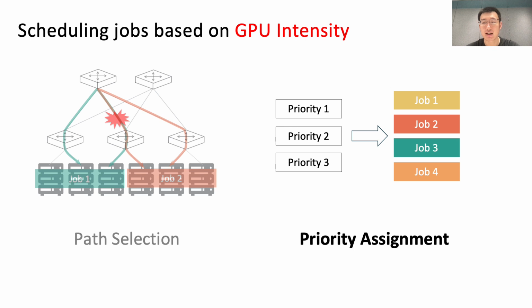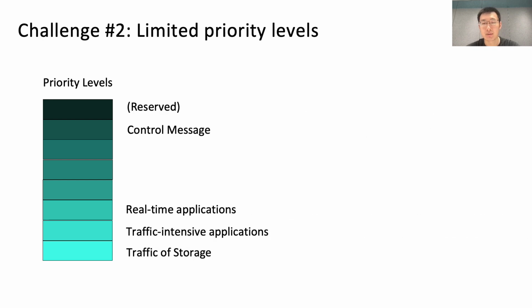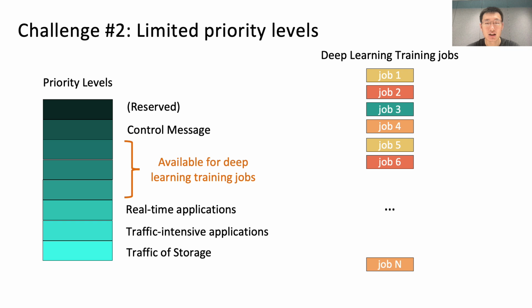The second challenge is how to assign priority with limited priority levels. In real-world GPU clusters, data flow priority control is implemented by differentiated service code. Usually, it provides no more than 8 priority levels. Some of them may already be reserved for special usage, such as control messages and network diagnosis. So we only have a few available priority levels for flow scheduling. However, in one cluster, the number of concurrent deep learning jobs is much greater than the number of available priority levels. So it is not possible to assign a unique priority to each job based on its GPU intensity. Most jobs have to be assigned equal priority levels, leading to random communication contention.